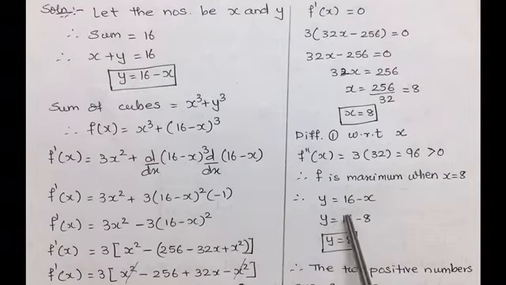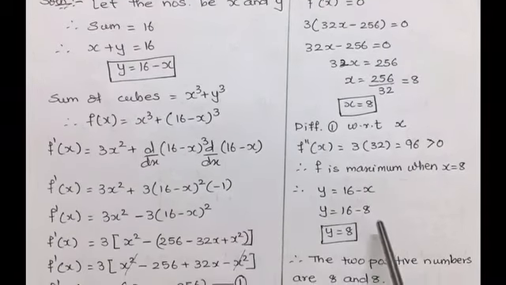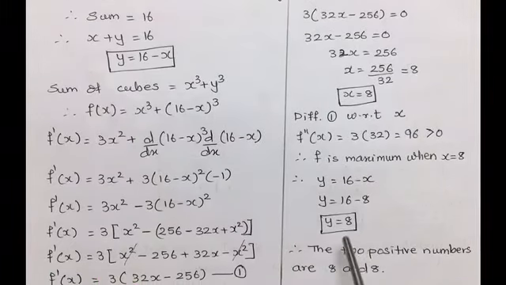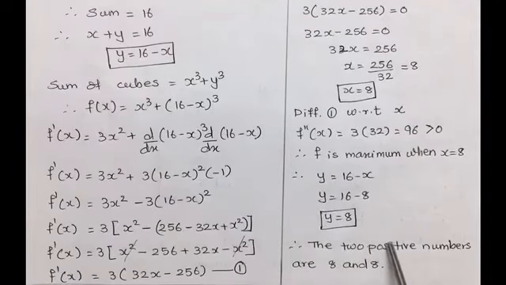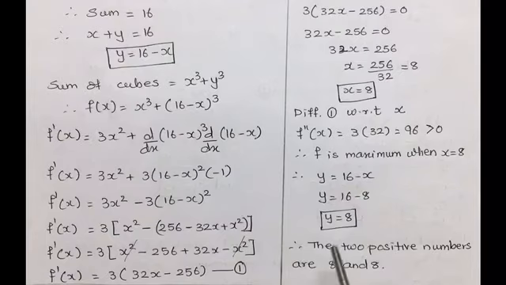To calculate the value of y, we have to go for 16 minus x. So 16 minus 8 makes it 8. So the two positive numbers are 8 and 8. So this is how we have calculated the values of x and y, and the function is minimized.